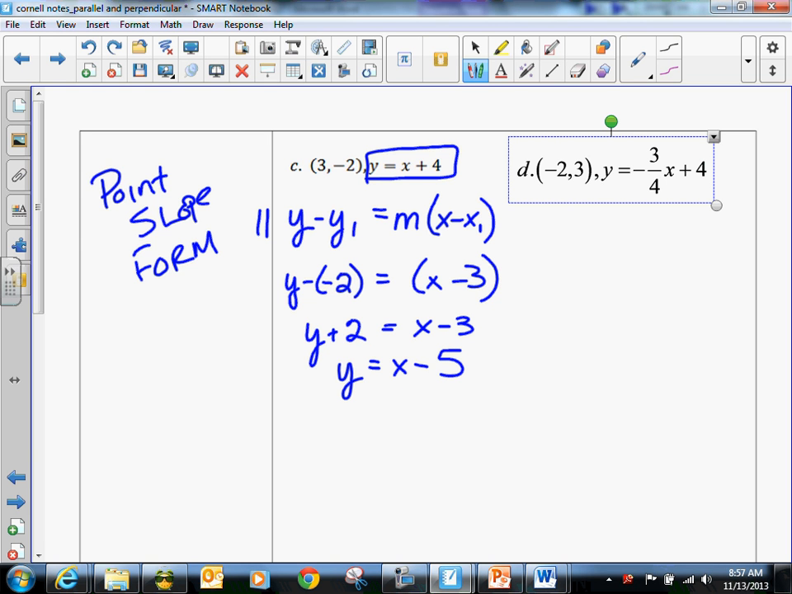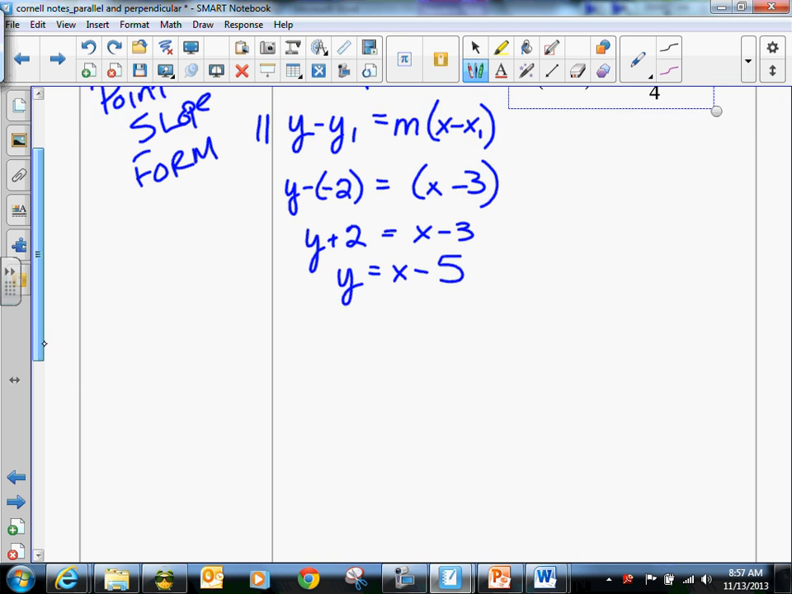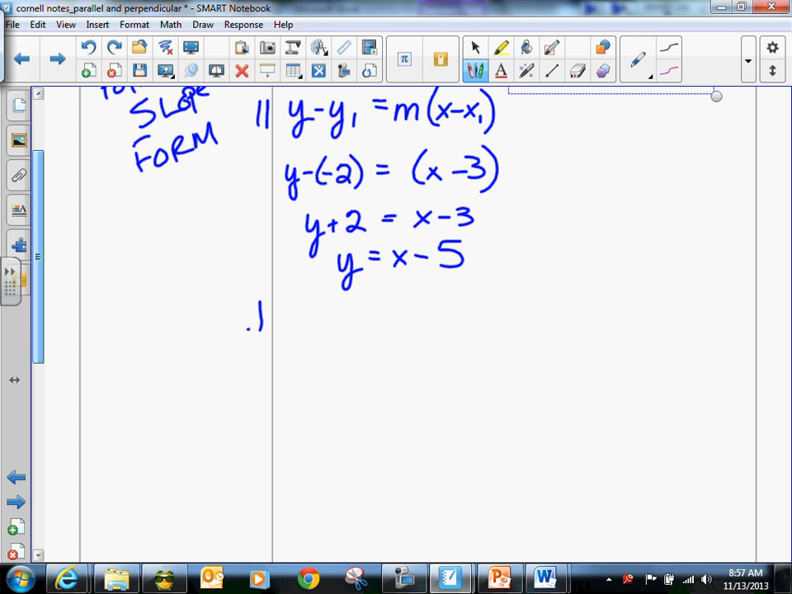And so what that basically is saying is this equation, y equals x minus 5, is parallel to the original equation, and it also goes through the point 3, negative 2. Now, to go ahead and do perpendicular. Again, I'm going to start with point slope form. That's why it was important for us to know point slope form. y minus y1 equals m times x minus x1.